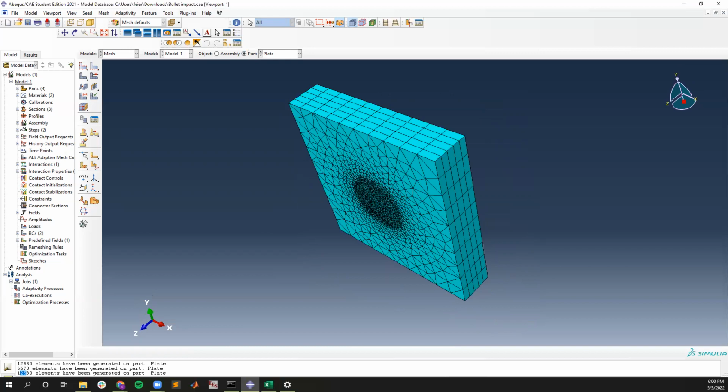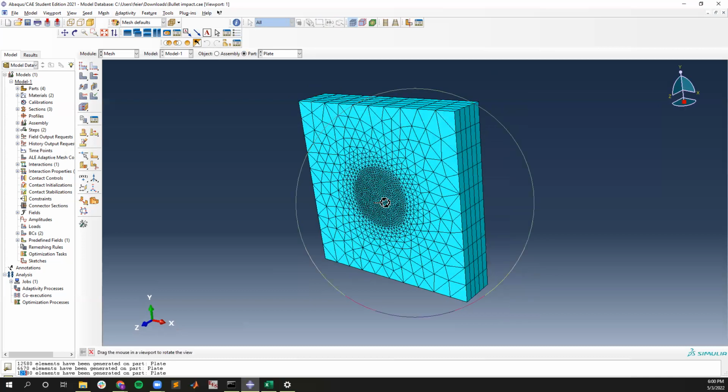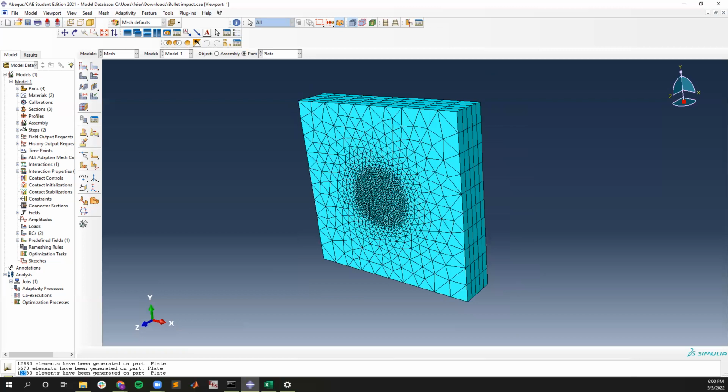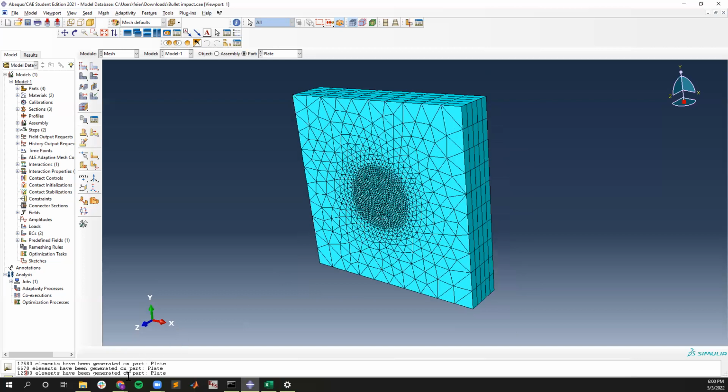So instead I began to add more seeds to the edge of the plate to give more elements throughout the thickness of the plate. As you can see here, there are 5 elements, which made for a much more realistic deformation of the mushroom near the hole. I ended up having to use a lab computer to actually do this, because as you can see, there's about 13,000 elements here, and on the student edition, I can't run this.